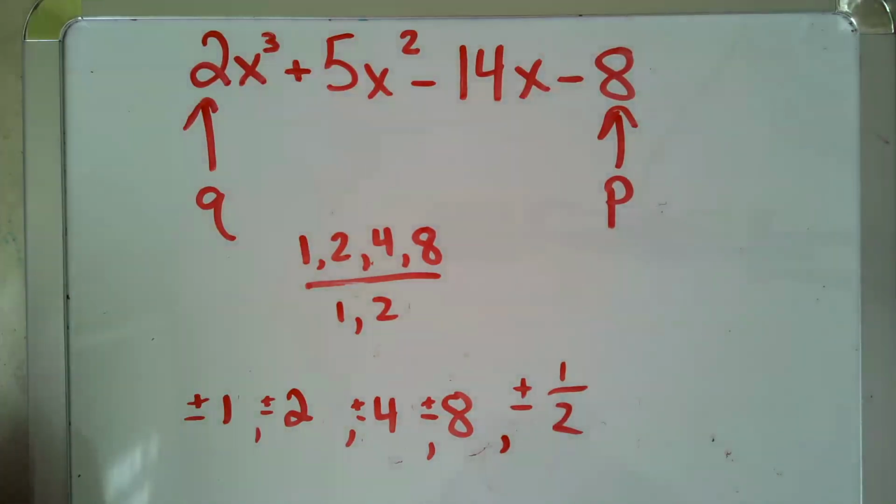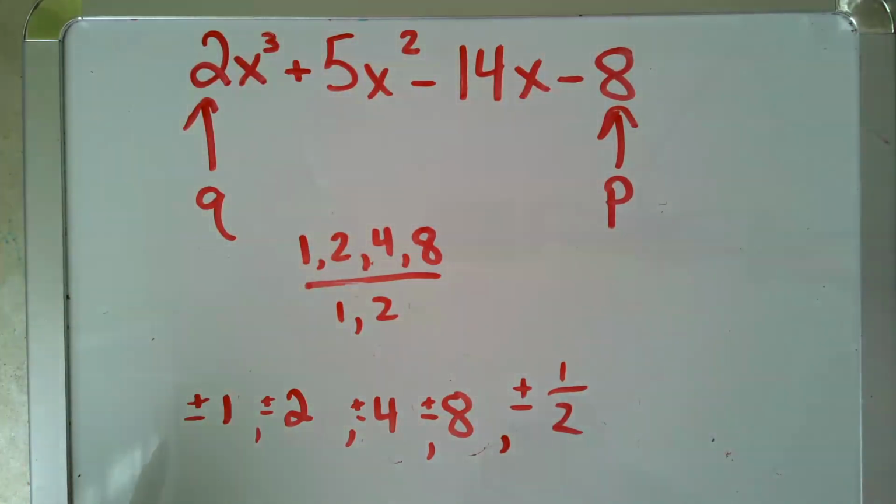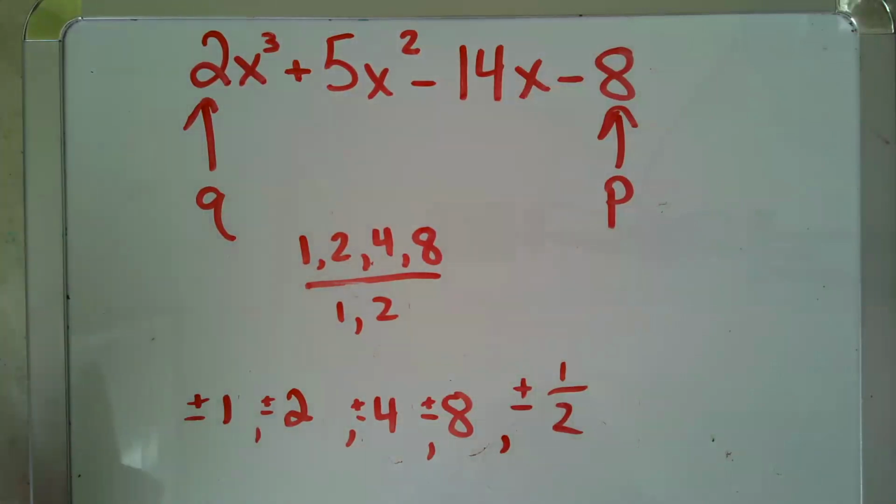So that tells us that the only possible rational roots to this polynomial could be plus or minus 1, plus or minus 2, plus or minus 4, plus or minus 8, plus or minus 1/2. Now, to break into this, we're going to need to do a little bit of trial and error, and the fastest way I know to do trial and error with dividing a polynomial is synthetic division. So let's set up to do that.